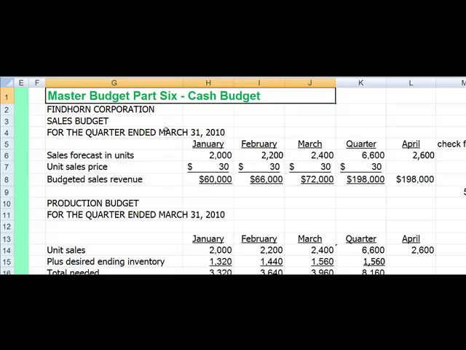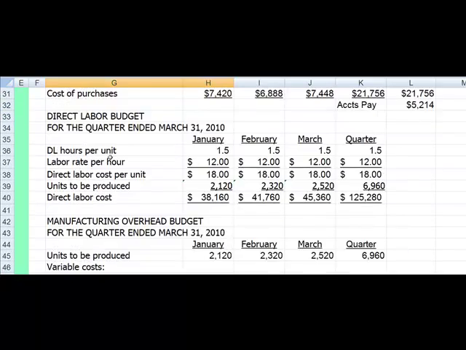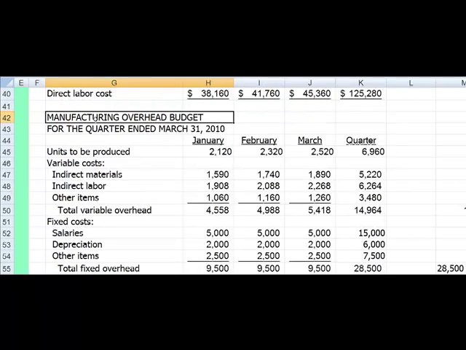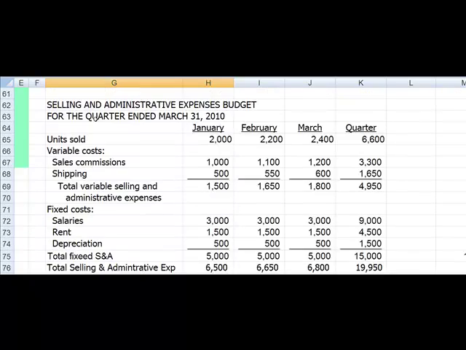Hello. In part 6, we're going to look at the cash budget. In previous demonstrations, we looked at the sales budget, the production budget, the direct materials purchases budget, the direct labor budget, and in the last one, we looked at the manufacturing overhead budget. I skipped the selling and administrative expense budget because it's very similar to the overhead budget.